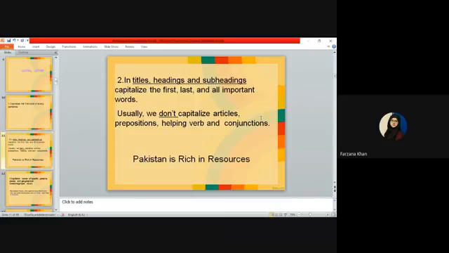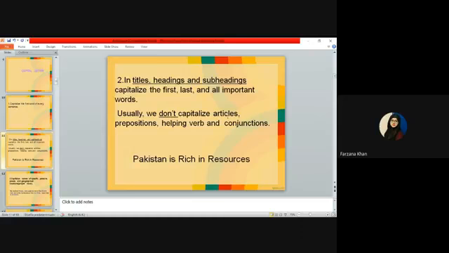So the question arises, which are the important words and which are the unimportant words? When we talk about unimportant words, you need to keep in mind the articles. Within the heading, the article is not an important word. Prepositions, helping verbs, and conjunctions. These four are the words which you don't need to capitalize if they are coming within the heading. But if your heading is going to start with an article, then definitely the first letter will be capitalized.